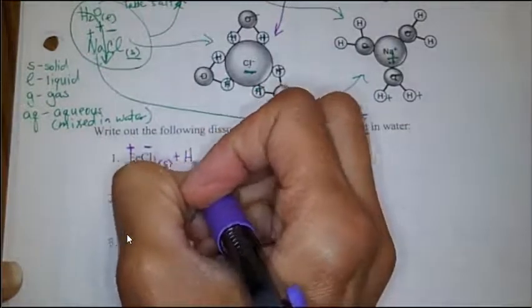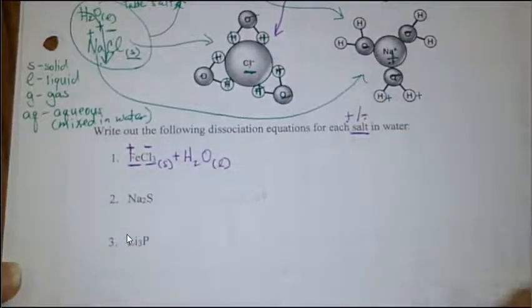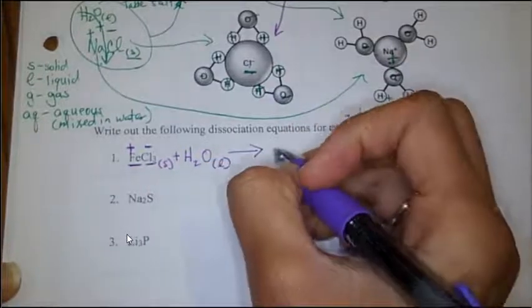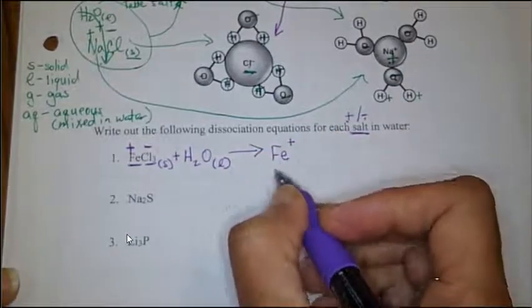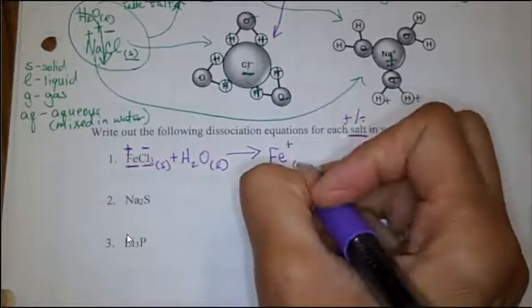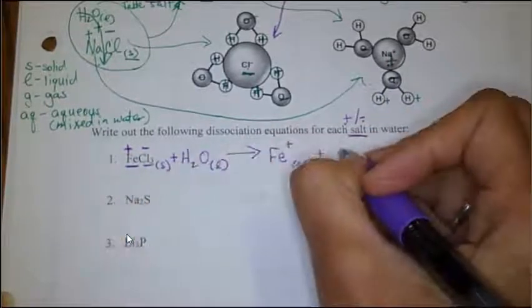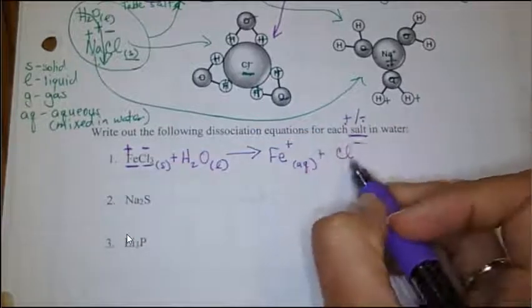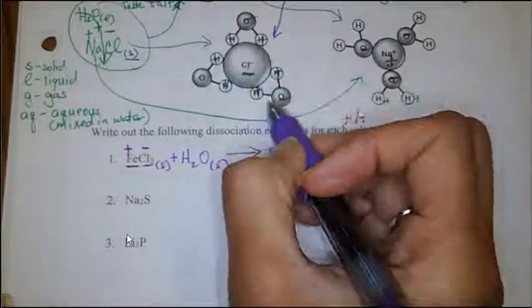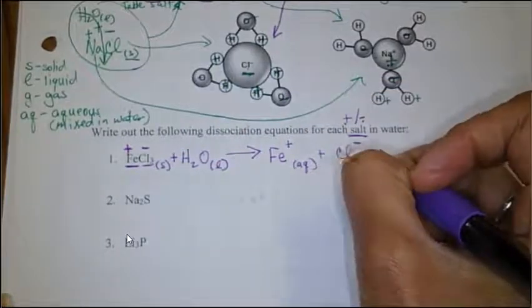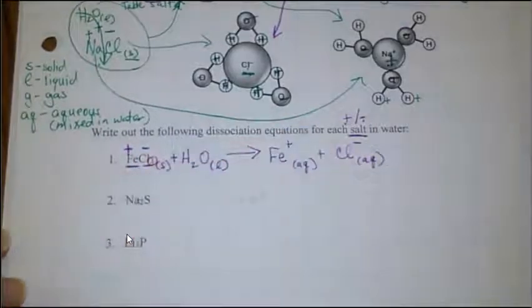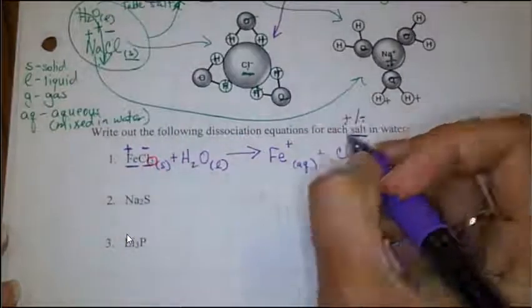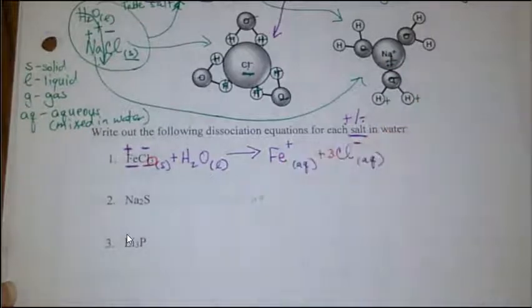When it is mixed with water, and the state of matter for water is liquid, the iron will break away. Iron has a positive charge, but this iron will be surrounded, just like the sodium, with water, so we say it's aqueous. Then the chlorine is going to have a negative charge, and it is also surrounded by water, so we say it is aqueous. One thing you could probably notice is this number 3. This 3 means that there are 3 chlorine atoms, so we're going to put a 3 right there.